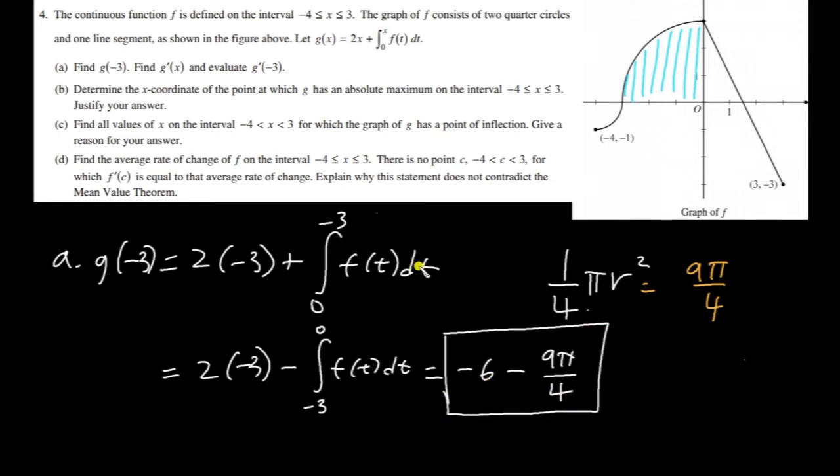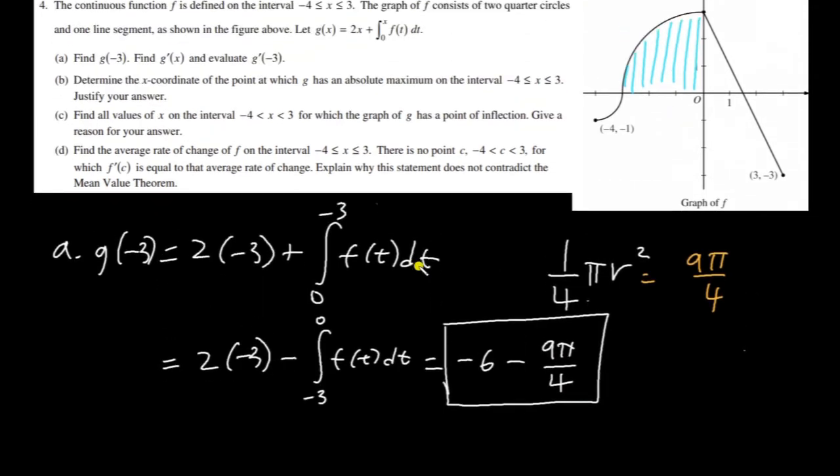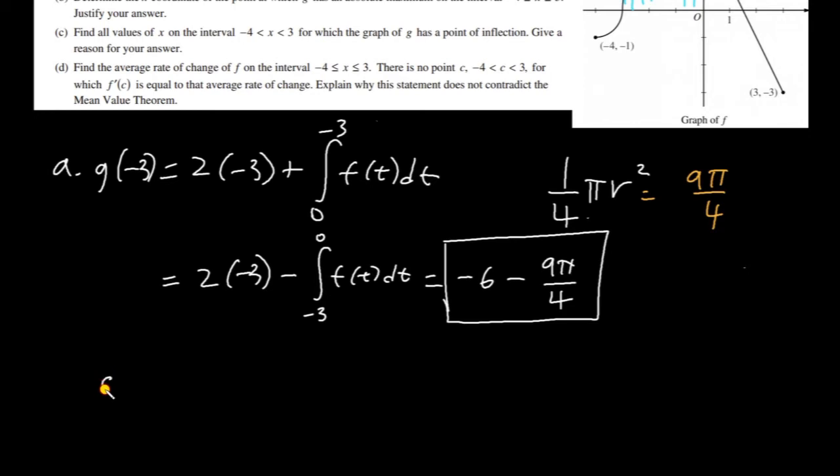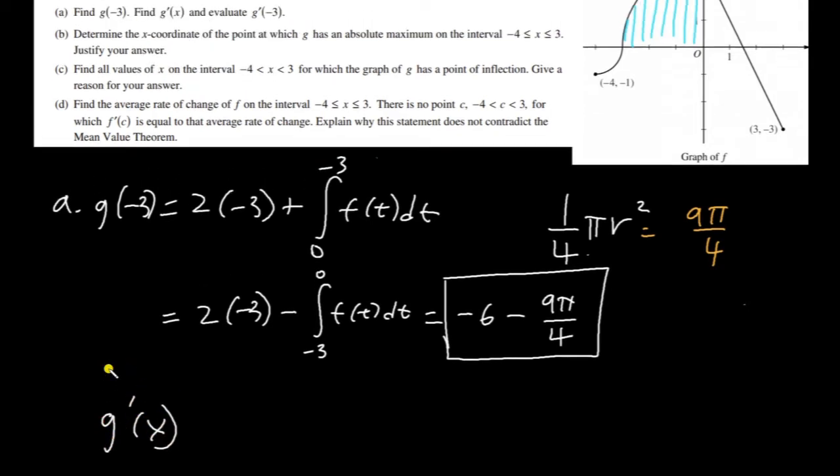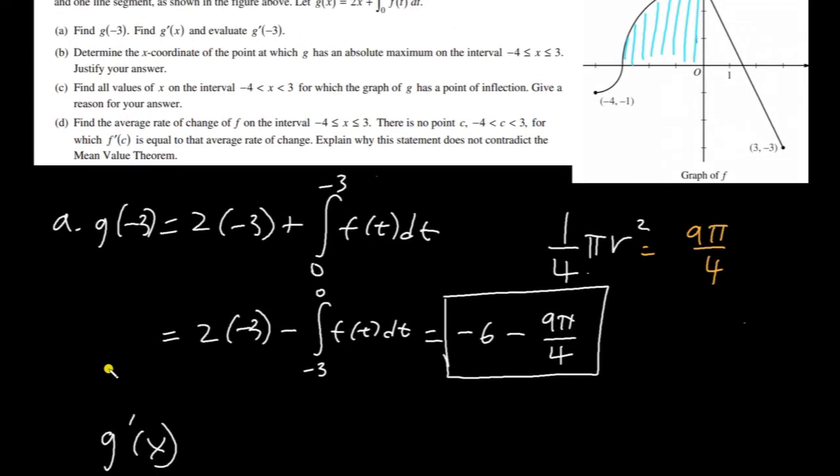That's not the entire part A, my bad. I was getting ahead of myself. g prime of x, right? That's next, g prime of x. So we know that g of x, see if I can get both of these in frame, g of x is 2x plus the integral from 0 to x of f of t dt.